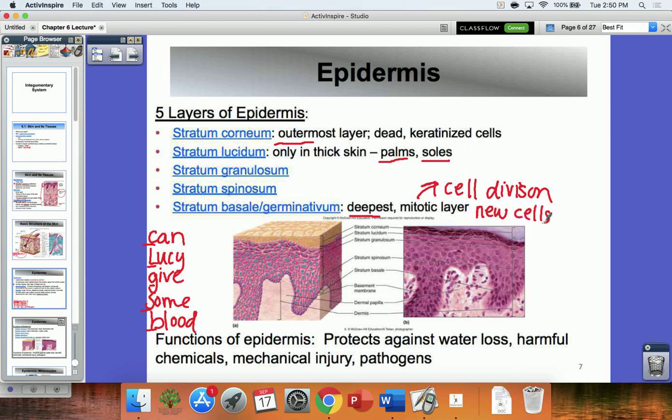Because remember, cells are produced, they're pushed upward, they flatten, and they die. And so in the stratum basal is where we have those new cells, and they're pushed upward, they flatten, they die.